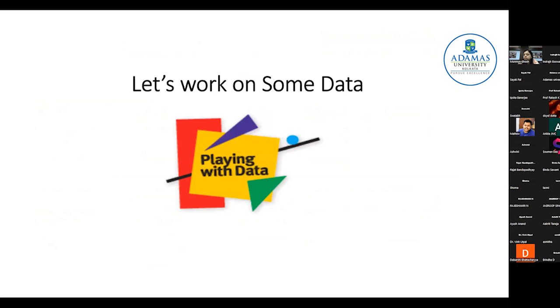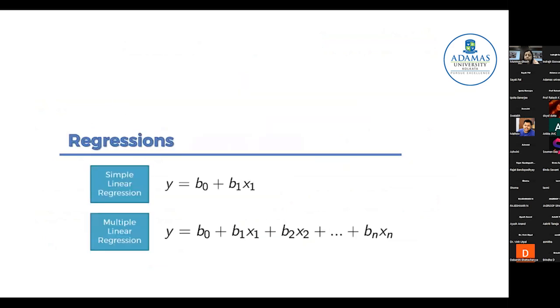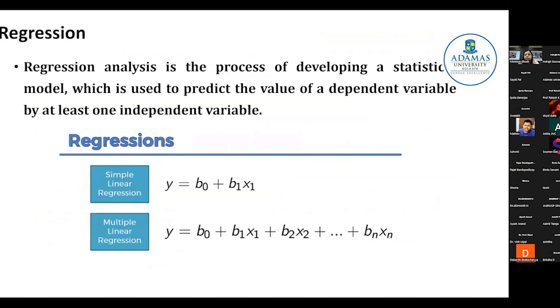So let's work on some data and look at how regressions look. When I have simple regression, my simple linear regression equation will be y = B0 + B1x1, where x1 is my independent variable, because I have only one independent variable, and y is my dependent variable. That's why it is simple regression. But in multiple regression, I have multiple x's. You can see xn, where n is the number of independent variables.